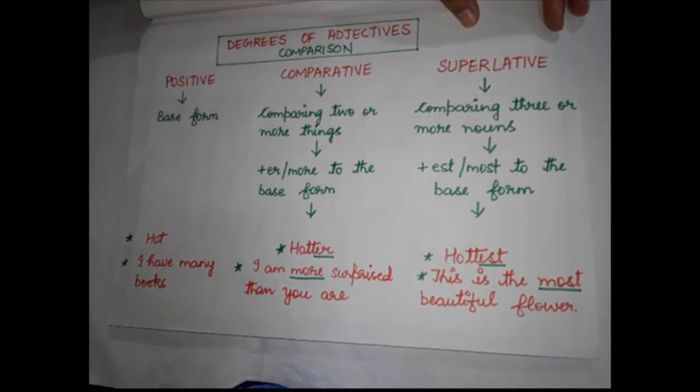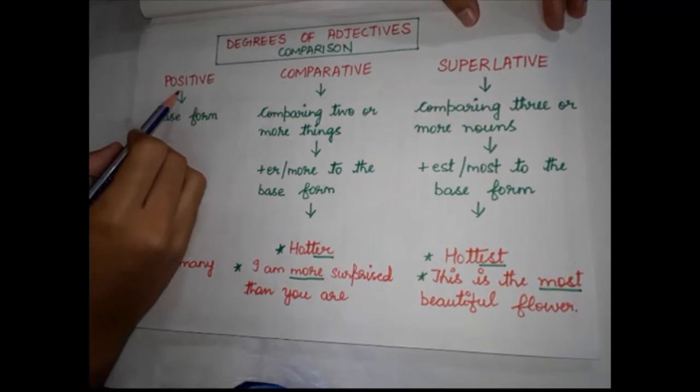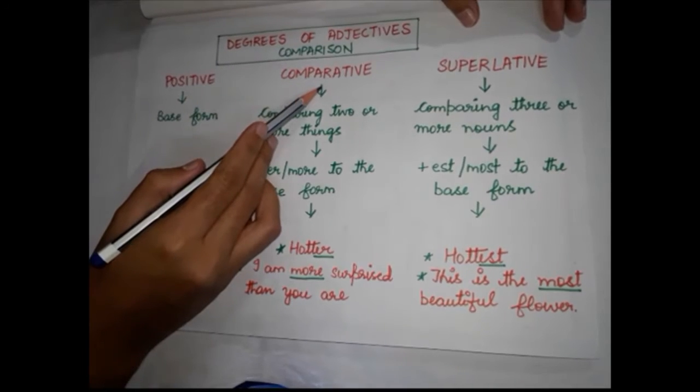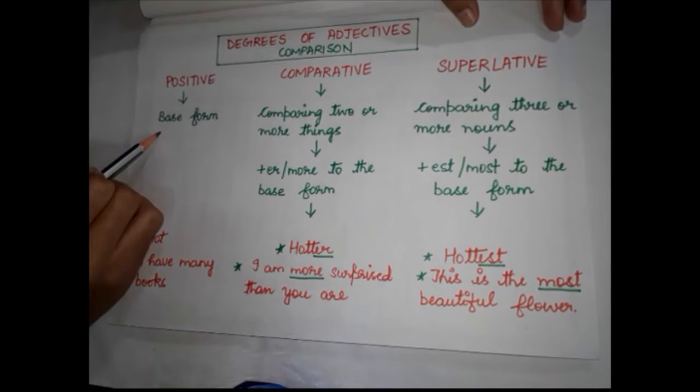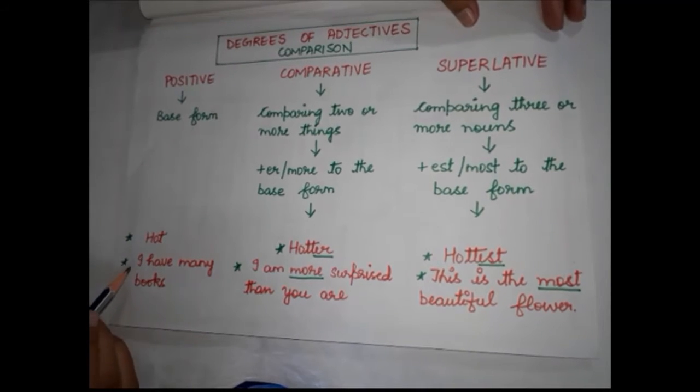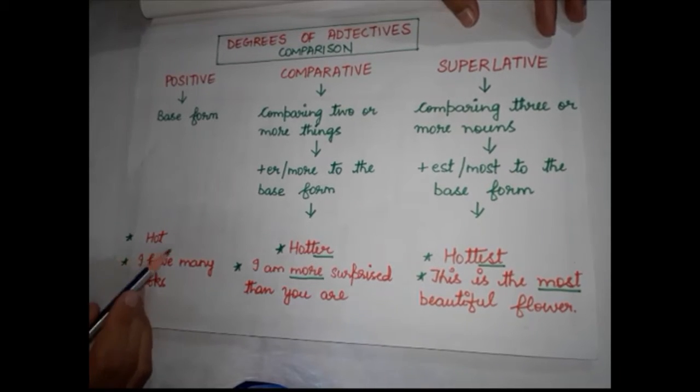Not only the kinds, but we have the degrees of adjectives in comparison. So let's get to know about them also. So students, we have three forms of degrees in adjective, where the first one is positive, the second is comparative and the third is superlative. So the positive degree of adjective is the base form, and an example right over here is hot, the base root form. That is, if we are talking about a noun, it is a hot, right? Then I have many books. This is a simple sentence with a positive degree of adjective.